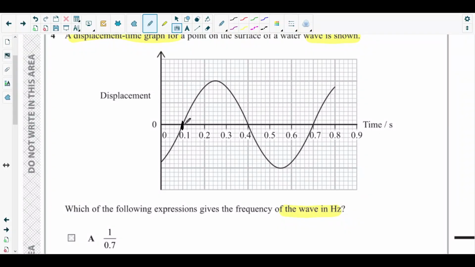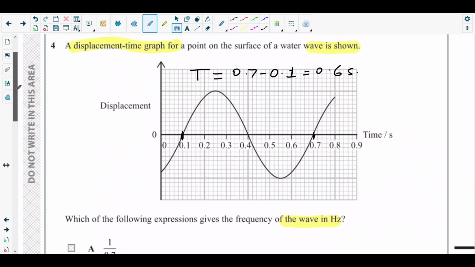So this starts from 0.1, right? 0.1, and it is ending the complete cycle at 0.7. So 0.1 to 0.7. So the time period is 0.7 minus 0.1, that is 0.6 second. We got the time period.